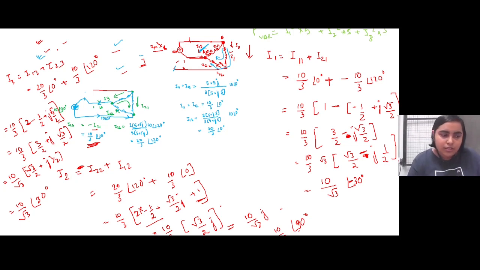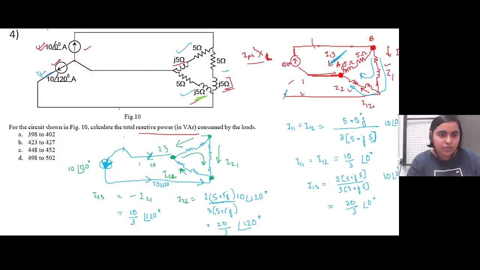So can you just calculate? In each case the magnitude is 10 by root 3. So it is 3 times 10 by root 3 square, which is 100 by 3, into 5. So it is 500. So the correct option is option D, right? Yes.